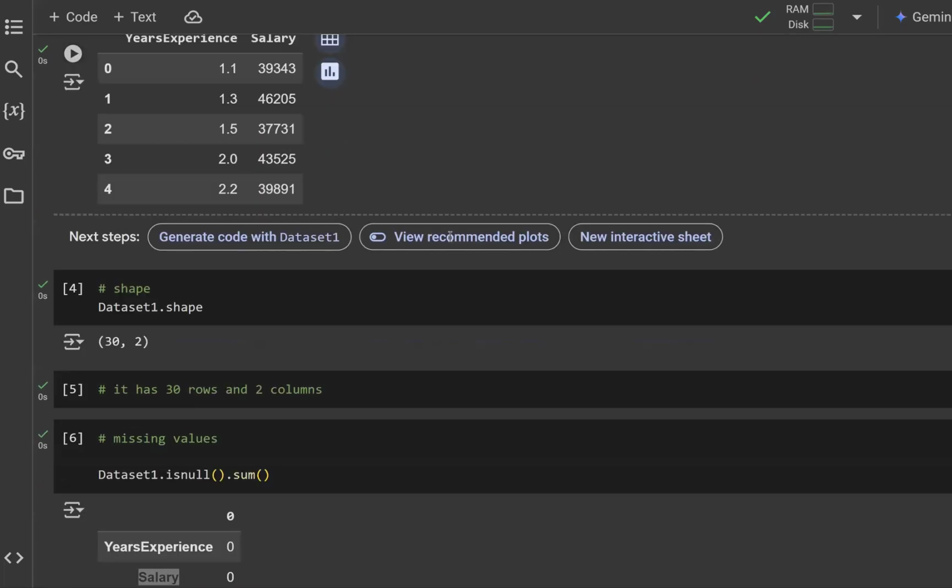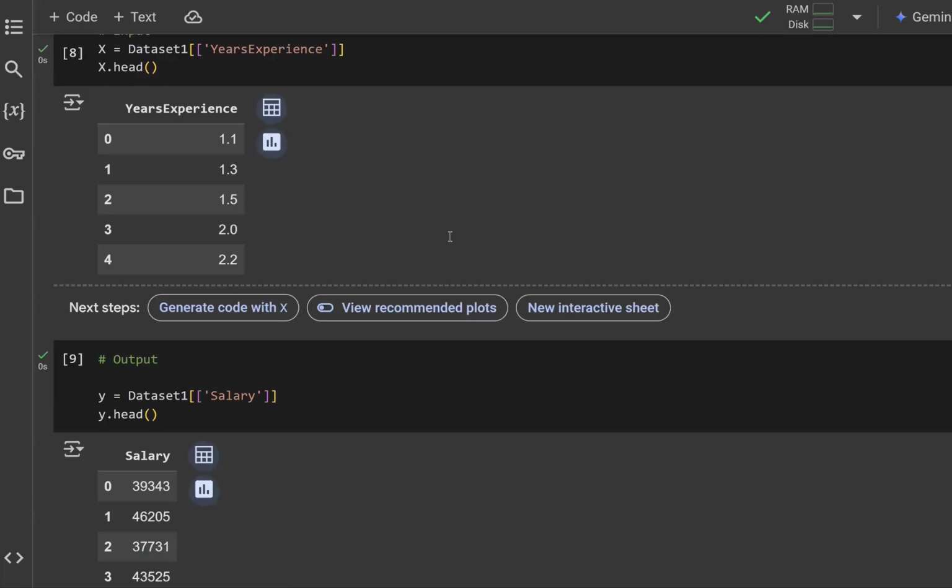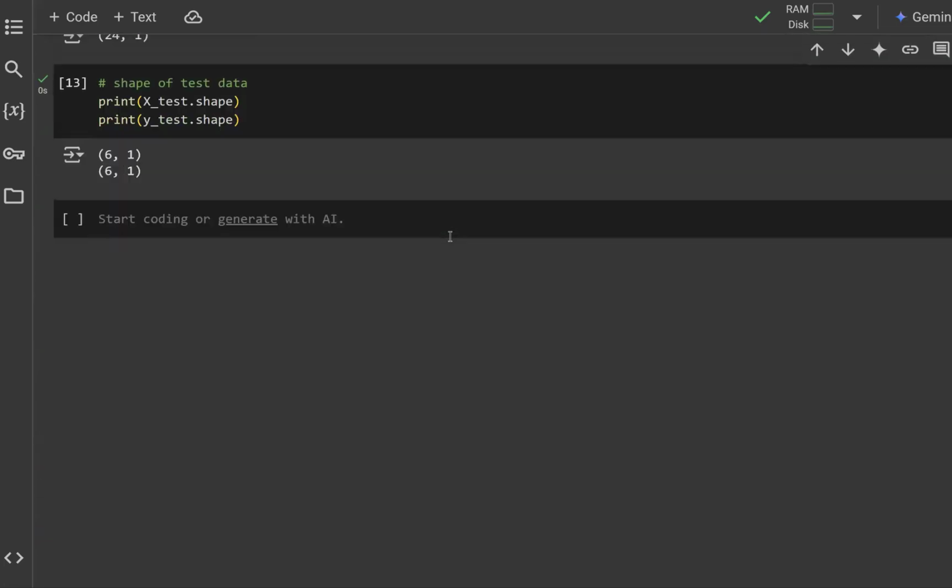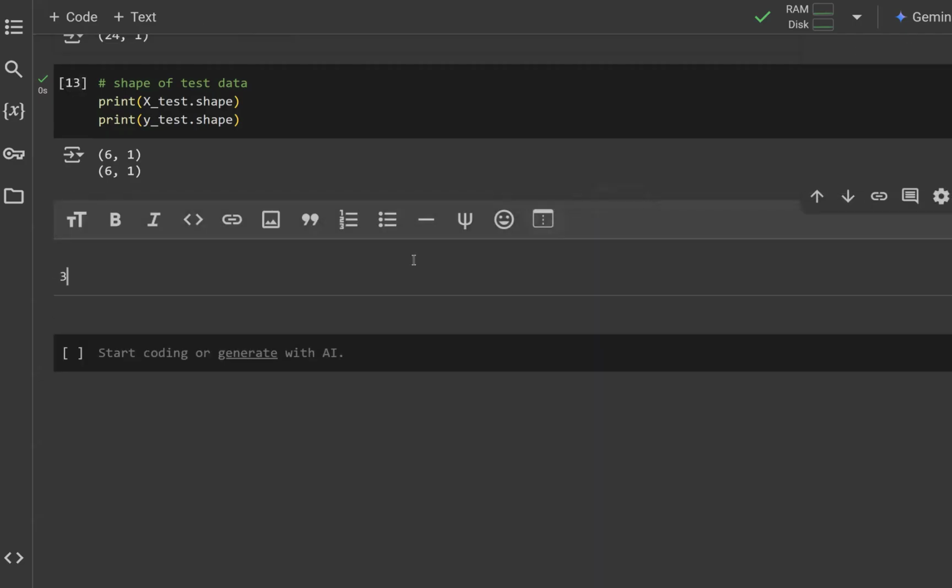So guys, we have done the following steps, right? Train test splitting, and we got training data and testing data. When we got this, it's time to apply the machine learning model. So we are building which one? Linear regression. Okay.